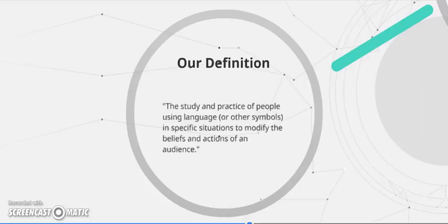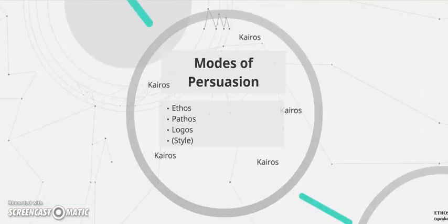Okay, let's move on to the next topic, which is modes of persuasion. Now, this goes back to Aristotle. Remember the faculty of discovering in a given situation the available means of persuasion. Well, these are means of persuasion. There are three that Aristotle lays out: ethos, pathos, and logos. Ethos refers to the credibility or character of the speaker. Pathos refers to the emotions of an audience, and logos refers to reasoning or logic, hence logos.